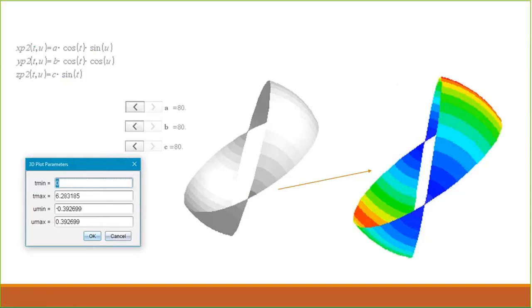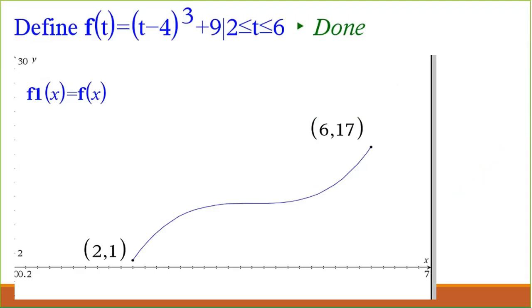All right, we've got another function here, and the original function is (x minus 4) to the power of 3, so it's a cubic, plus 9, and the domain is 2 to 6. I'm going to rotate this about the x-axis, and then I'll do the same by rotating it about the y-axis. So first, let's see how to graph this.